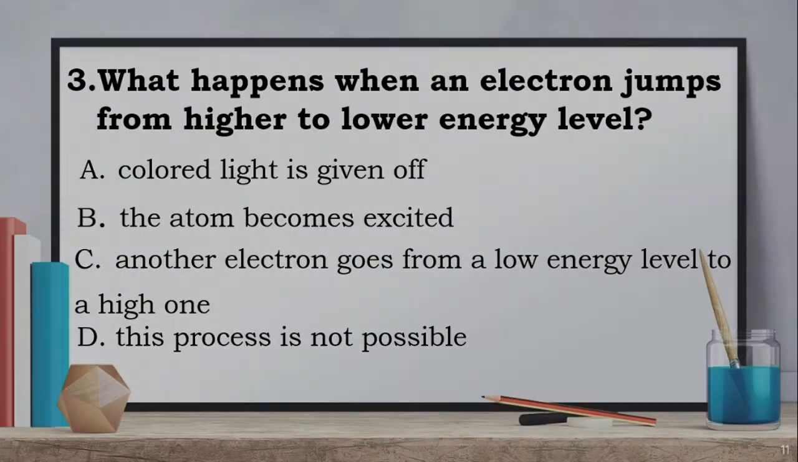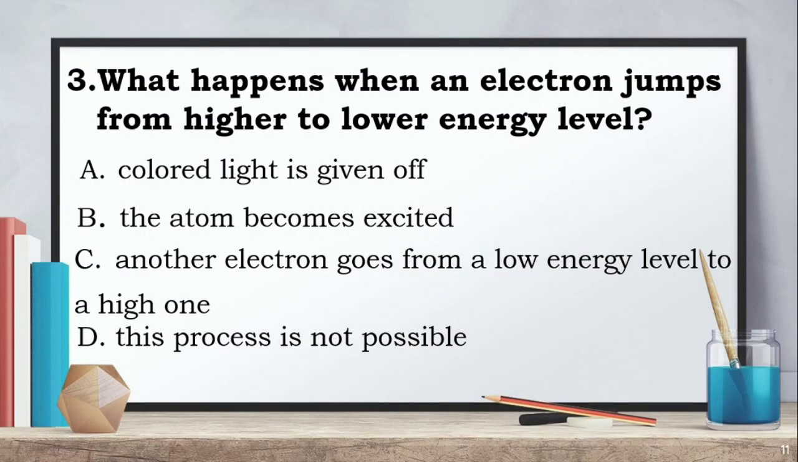Number 3. What happens when an electron jumps from higher to lower energy level? Letter A. Colored light is given off. Letter B. The atom becomes excited. Letter C. Another electron goes from a low energy level to a high one. Letter D. This process is not possible.